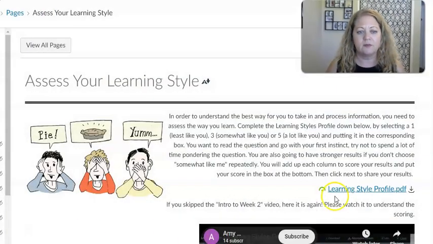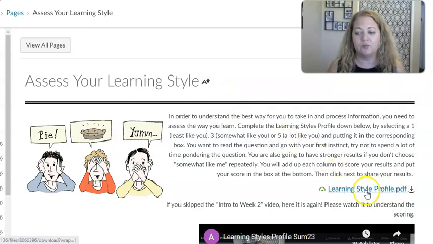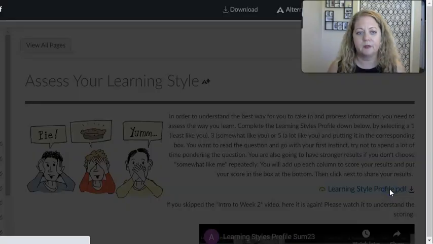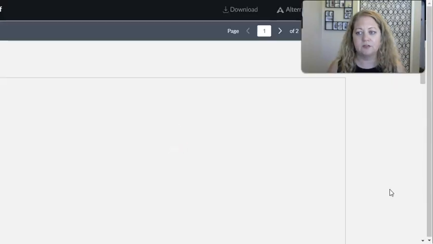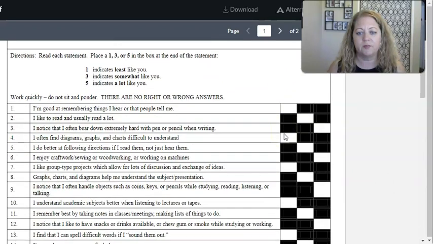This is embedded within the modules. It's called Assess Your Learning Style. That's the name of the unit. You are going to open this learning style profile here, and you are going to answer these questions. You can print this out, you can do it on a piece of paper, but you need to keep it in columns, okay? That's really, really important.